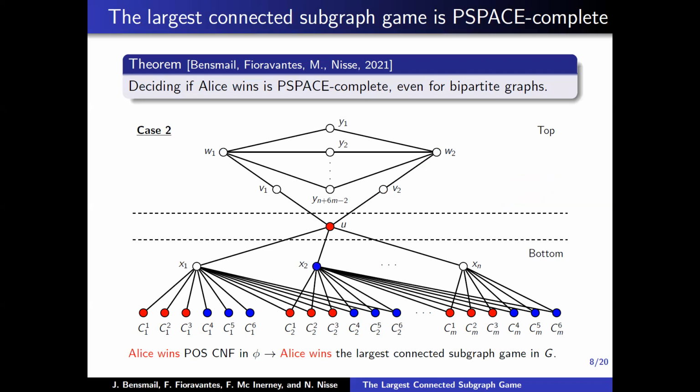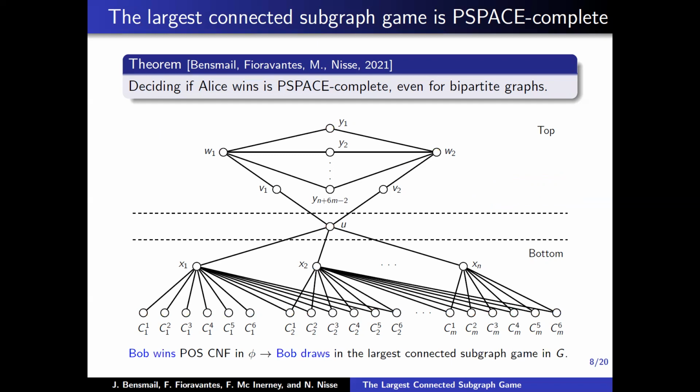The second case is that Bob colored a variable vertex at the bottom. And in this case, Alice colors W2, which again, as before, forces Bob to color V2. And then she colors W1, which forces Bob to color V1. And now she colors one of the Y vertices, let's say Y1. And she will construct her largest connected subgraph in the top part, while Bob will have to construct his largest connected subgraph in the bottom part. And again, we'll have that Alice wins, but just by one again.